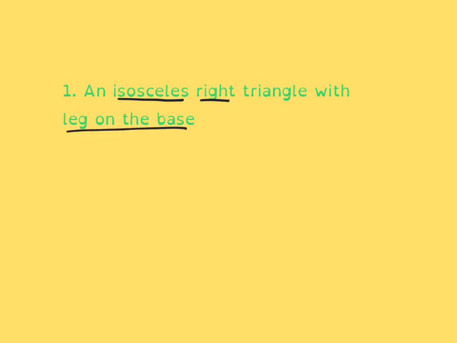So right triangle obviously means it's coming to a nice 90-degree angle. Isosceles, to remind yourself here, is two equal sides and two equal angles. Okay, so two things, two equal sides and two equal angles. And now leg on the base is key. Okay, so I'm going to draw what I think it's describing here. My isosceles right triangle, leg on the base.